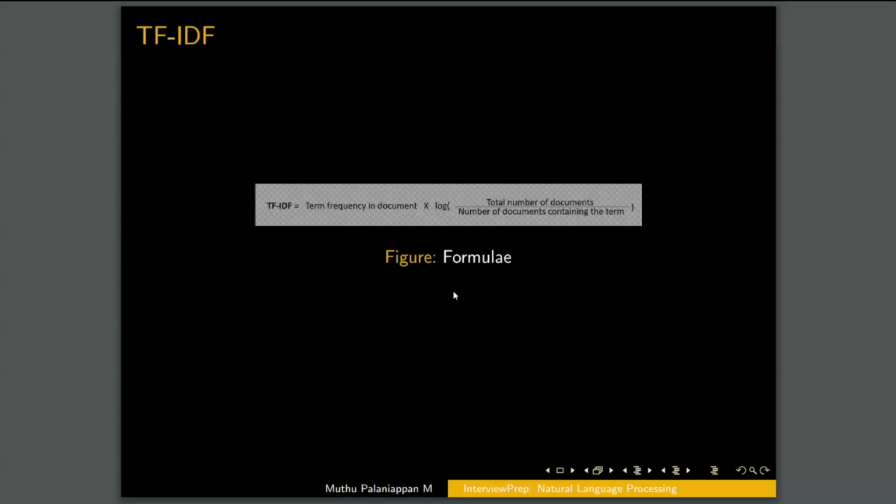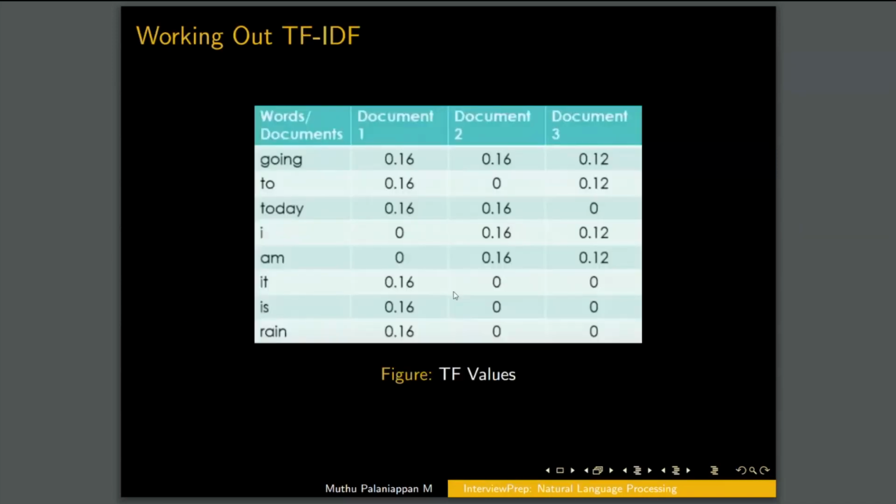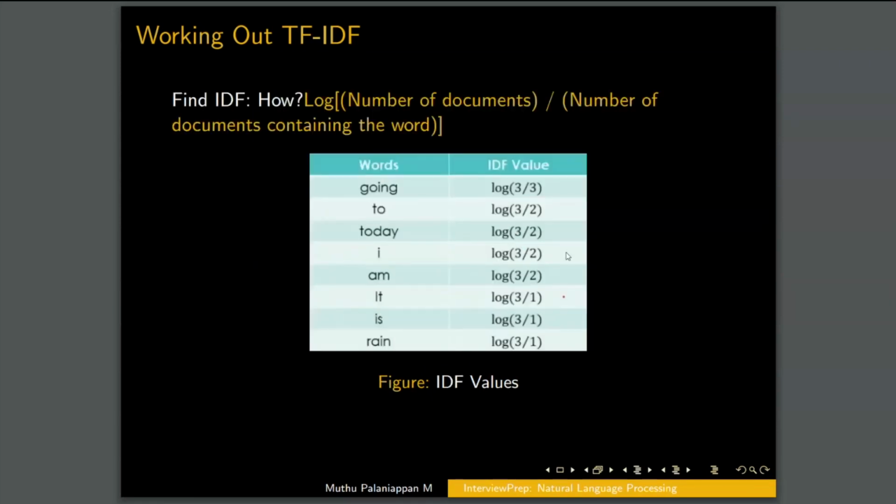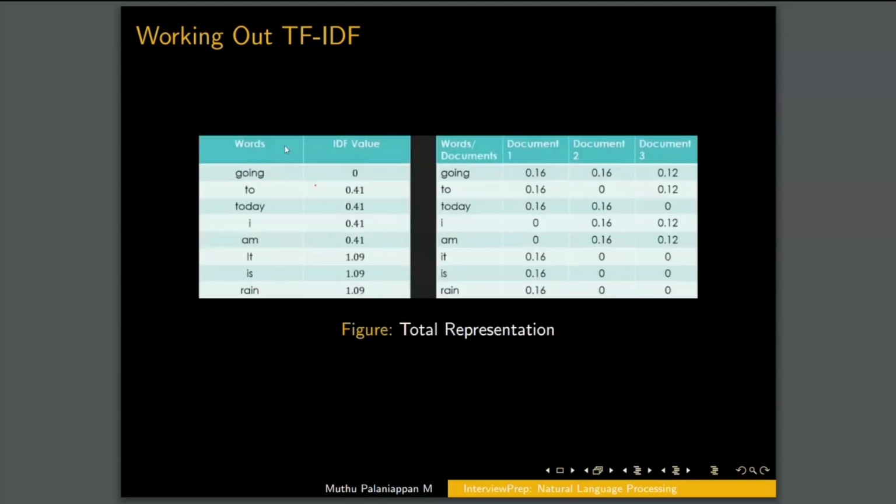Okay, perfectly fine. I have already calculated the TF values and the log values. So this is the TF-IDF table which we calculated. This is the term frequency values which we already calculated. Now if you see your IDF, IDF is what we calculated right now. You take your log values, and this is the total representation. This is your IDF values, and this is your term frequency values.